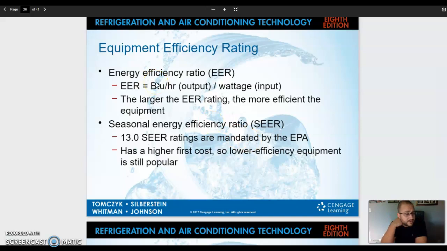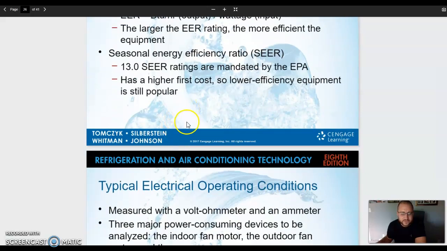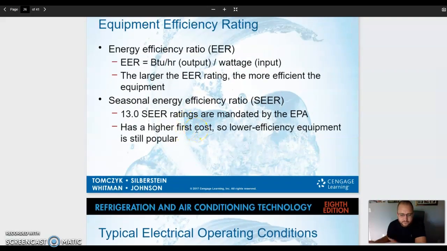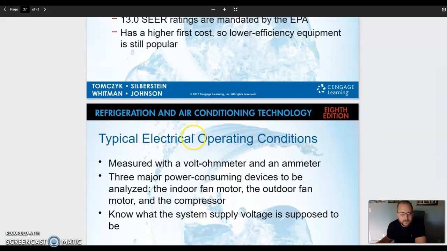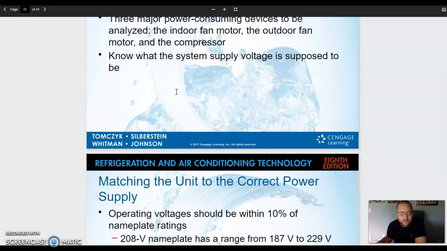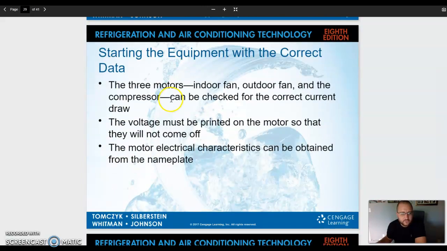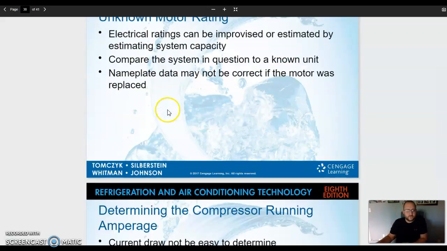SEER and EER. EER is the energy efficiency ratio, which is a number that a lot of the units are going to have on there. It's found by taking the BTU output over the wattage input. The larger the number, the more efficient the system. SEER is what people are probably more familiar with, and it's similar. It's just a little different. It factors in seasonal changes. The higher the number, the better the equipment. So same thing. And this is looking at electricals. We're not going to spend a lot of time on that.